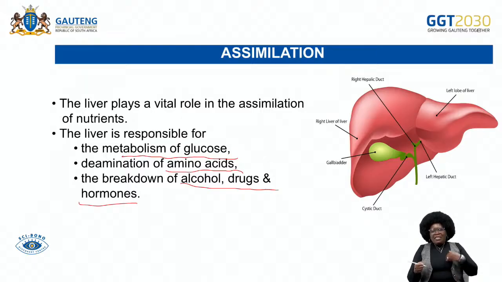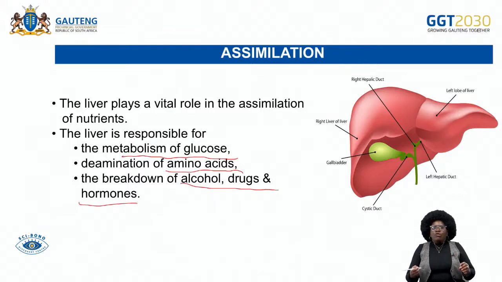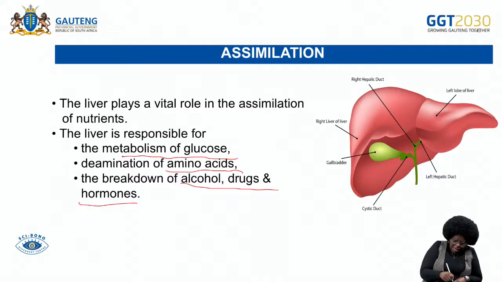That is why a person that suffers from liver condition, sometimes it's very difficult for the body to be functioning, because the liver will detect and try to render any harmful substance that can be harmful to the body to be harmless, so that we're able to survive. You see, we've got the amination of the amino acids, we've got metabolism of the glucose.